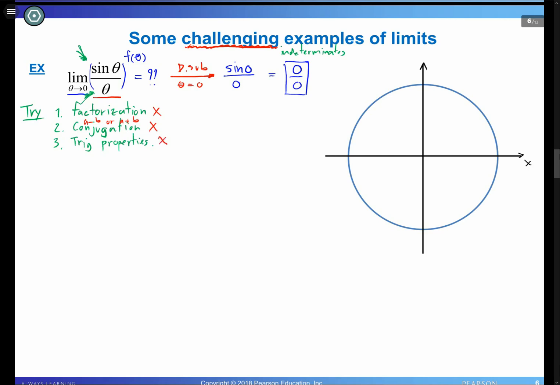I think we are running out of ideas right now. Factorization, conjugation, trig properties. What about we try something from long time ago? Something we learned in middle school, or maybe for some of you, you learned it in elementary school. We are going to try geometry. Okay, number 4. We are going to try some old topics that we learned a long time ago. Geometry.